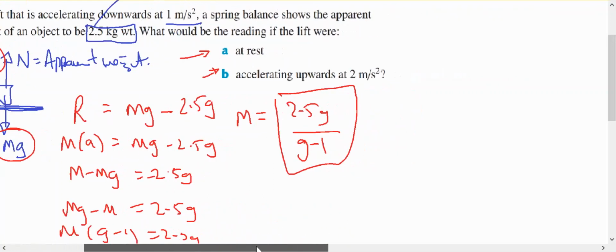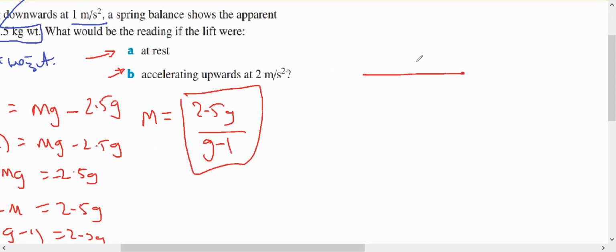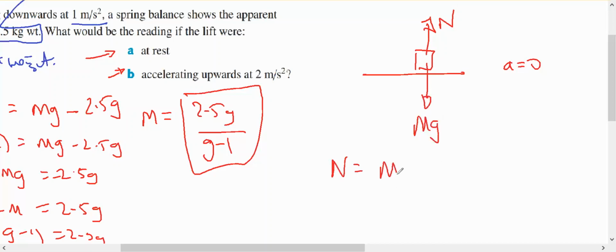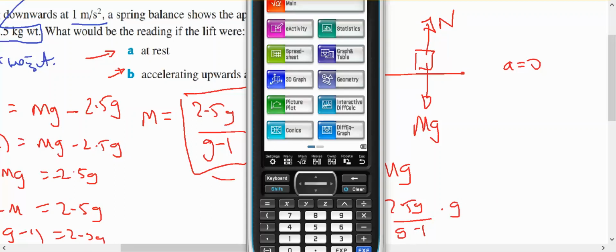I now need to work out what happens at rest. Well, at rest, acceleration is 0. So the apparent weight N will equal m times g. Therefore, N will equal m times g, which is this 2.5g on g minus 1 times g. And on a calculator, that would give me how many newtons?